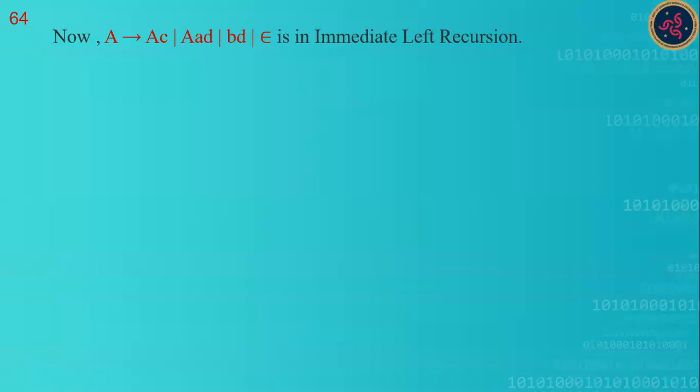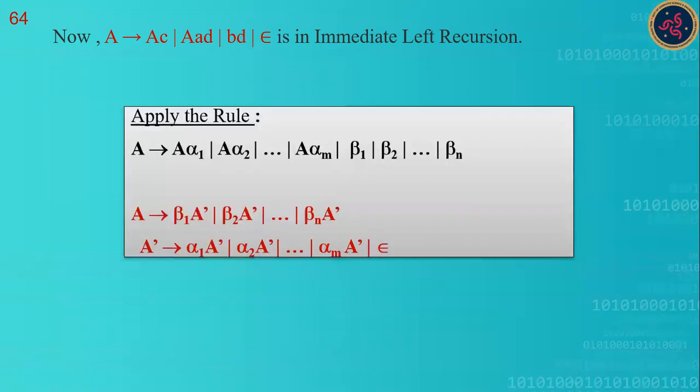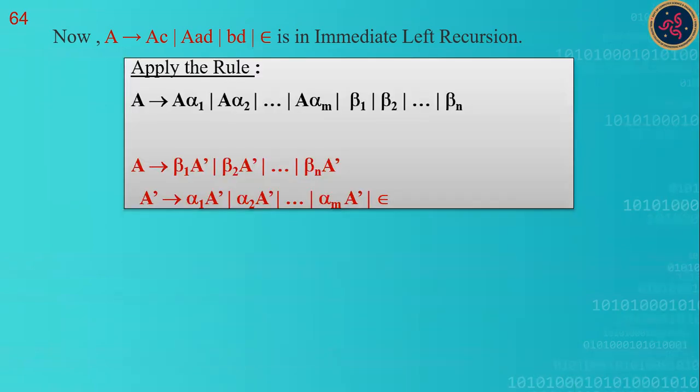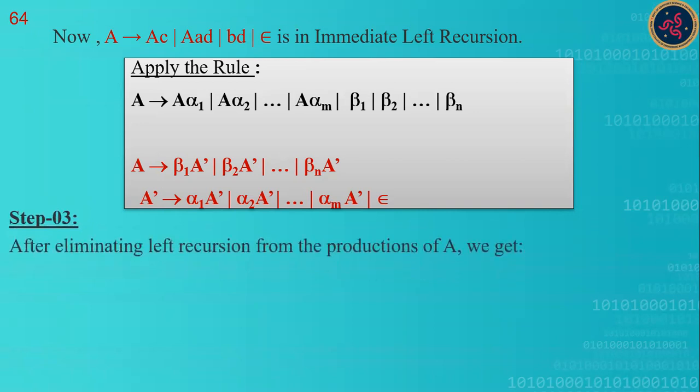Now we have the second production rule, which has immediate left recursion, so we need to apply the rule. This is the format: A gives A alpha 1 or A alpha 2 and so on up to A alpha m, or beta 1, beta 2, and so on up to beta n. We need to convert this by using this formula. We can apply this formula to this production rule. That is the next step, after eliminating.